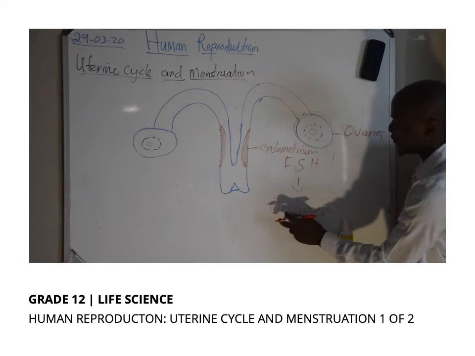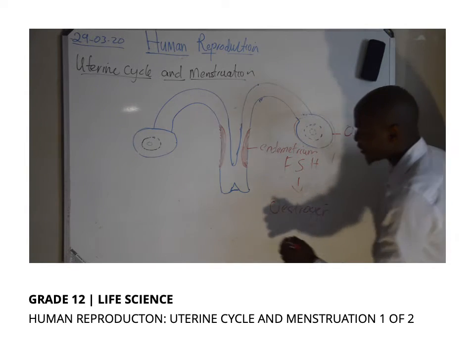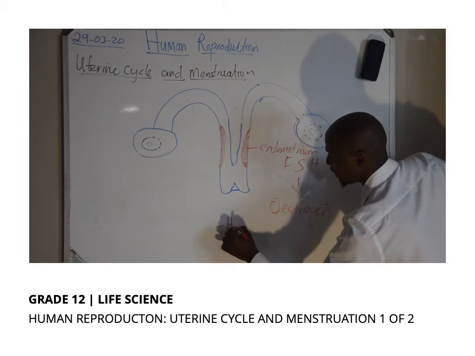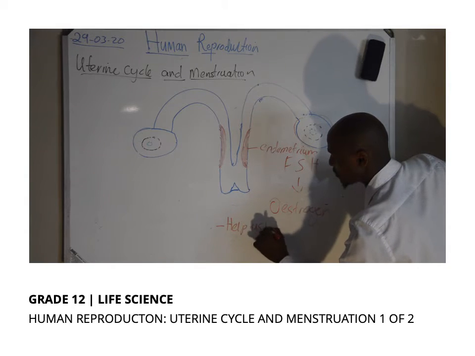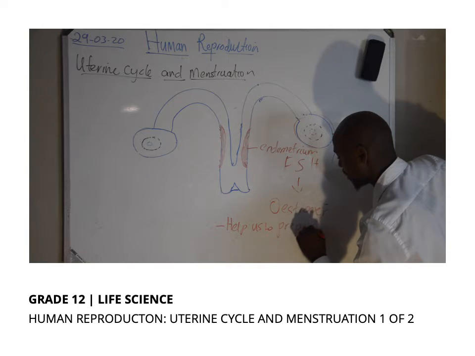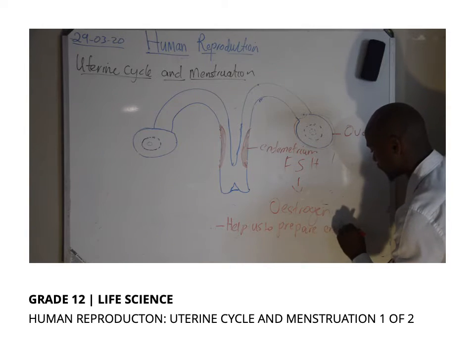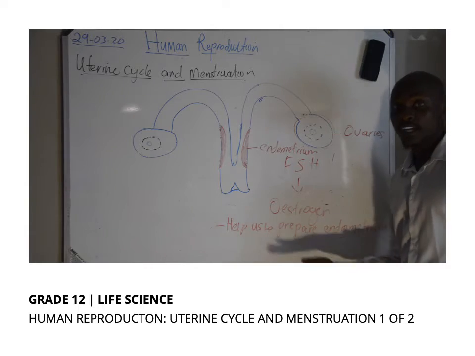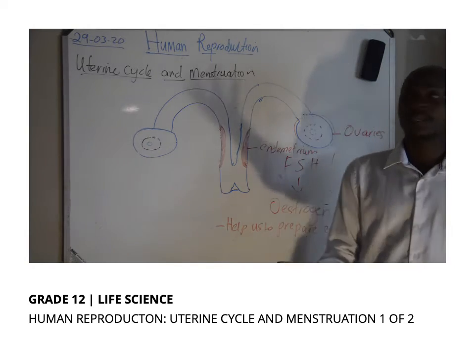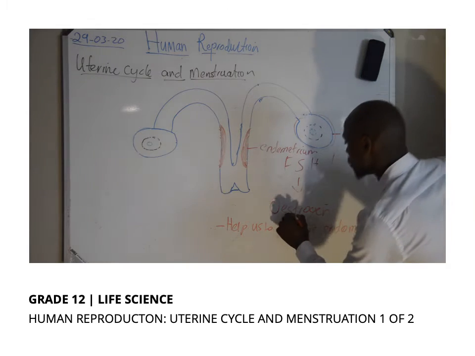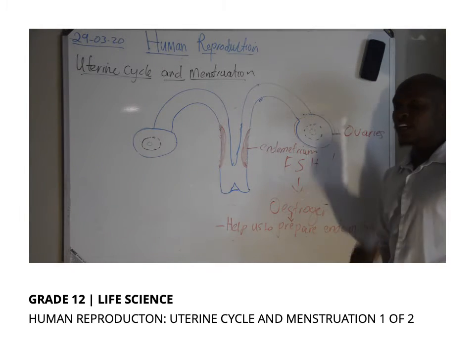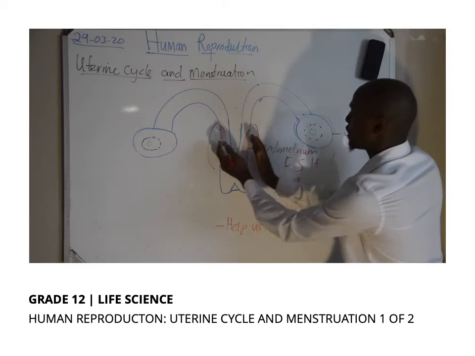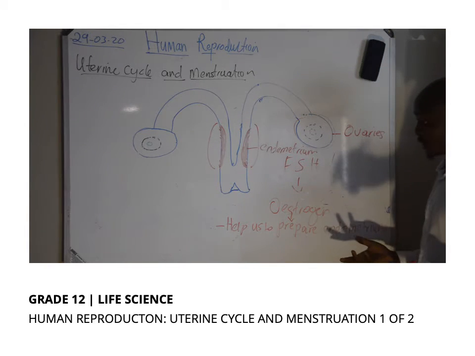So what is the function of this hormone? Estrogen helps us to prepare endometrium. That means estrogen is responsible for the preparation of what? Of endometrium. But the question may be, how does estrogen prepare endometrium? I will explain that to you guys. So this is our endometrium. So how does the estrogen prepare endometrium?